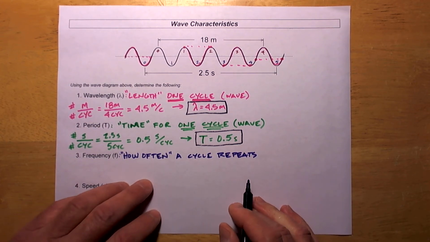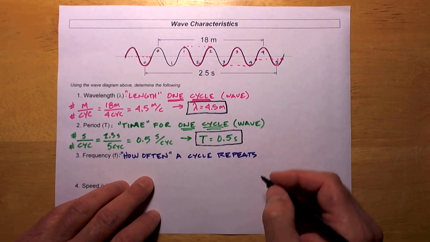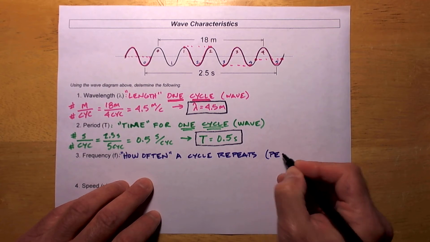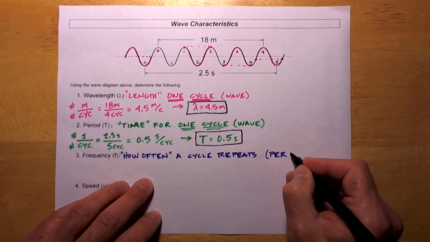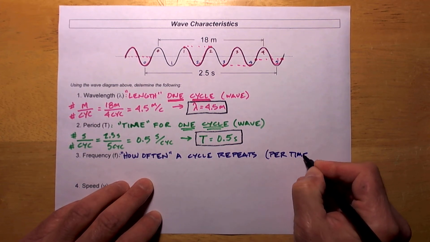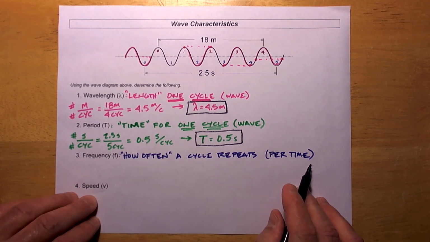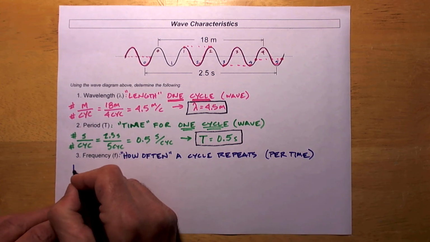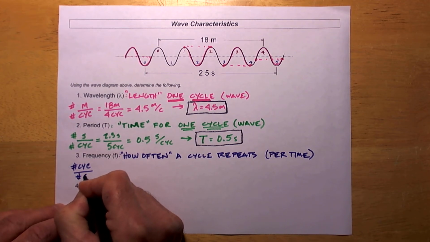So if it happens really frequently, then it happens very often. If it happens less often, it happens with a lower frequency. So usually we say how often it repeats, per time. I'm going to put that in parentheses because, again, I just want to make sure you analyze the wave as it's said here. So what does this mean? It says how often a cycle repeats per time. So that's a cycle in a certain amount of time. So that's like the number of cycles over the number of seconds.